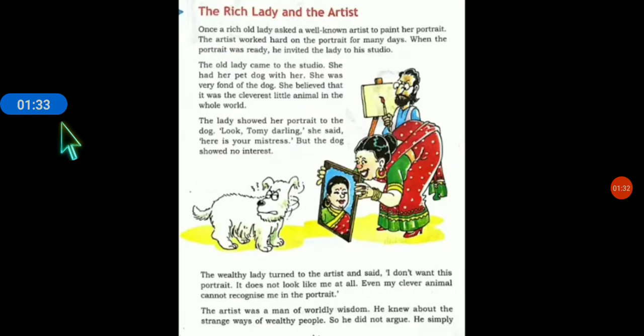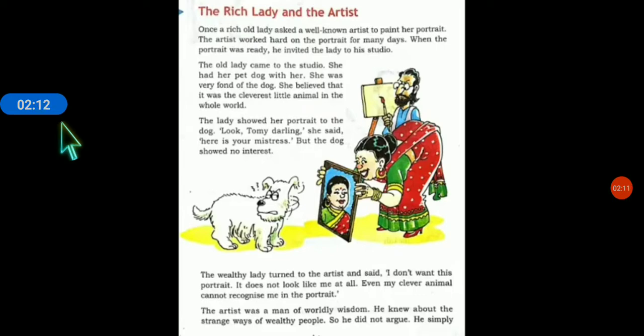Now, let's read and understand the story, The Rich Lady and the Artist. Now, I'm going to tell you the summary of this story, children. Once a rich lady asked a well-known artist to paint her portrait. This lady went to a very famous artist for her portrait. The artist worked hard on the portrait for many days. After many days, when the portrait was ready, he invited the rich lady to his studio.